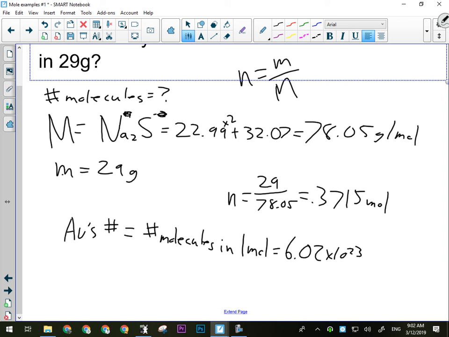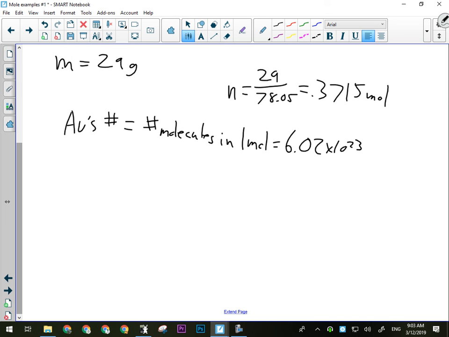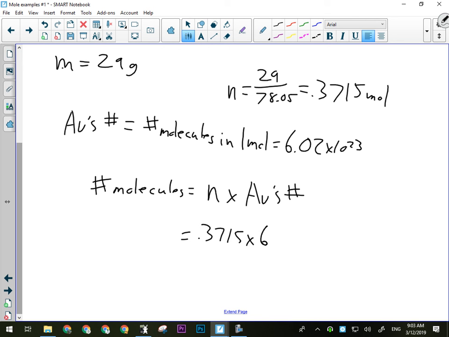I multiply them, exactly. In the same way that if I said you had 3 dozen of something, you would calculate how many that is by going 3 times 12, the number in a dozen, right? So that's what we're going to do here. Number of molecules equals N times Avogadro's number. So that'll look like this, 0.3715 times 6.02 times 10 to the 23.